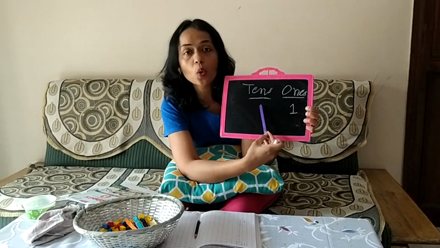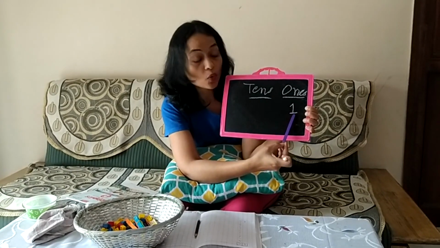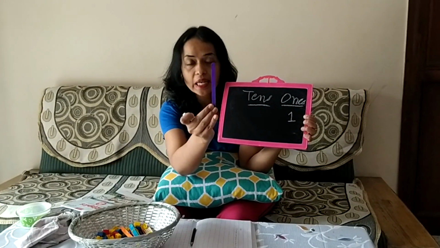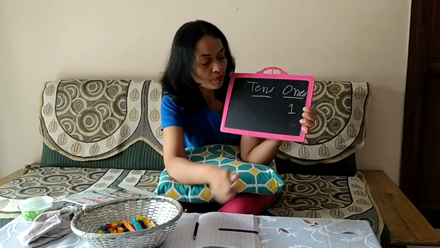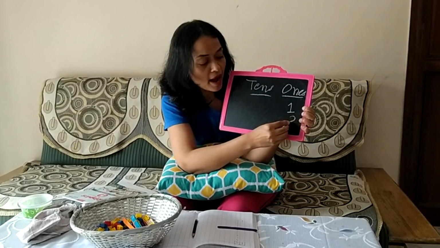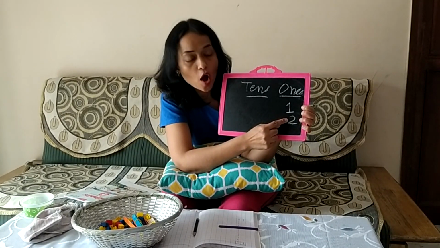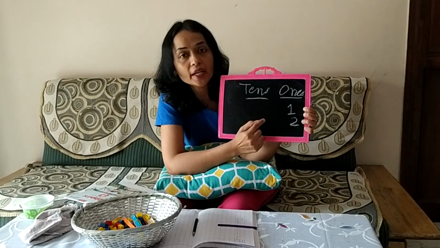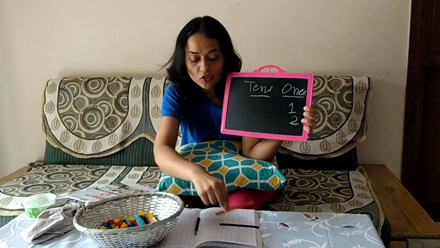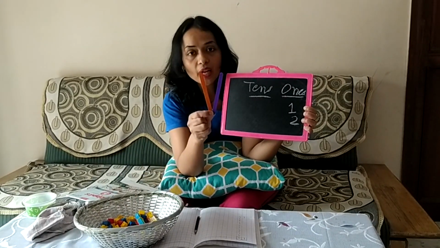There is no value under tens. So this is one object. Now I have two objects. There is no value under tens, so this represents this.